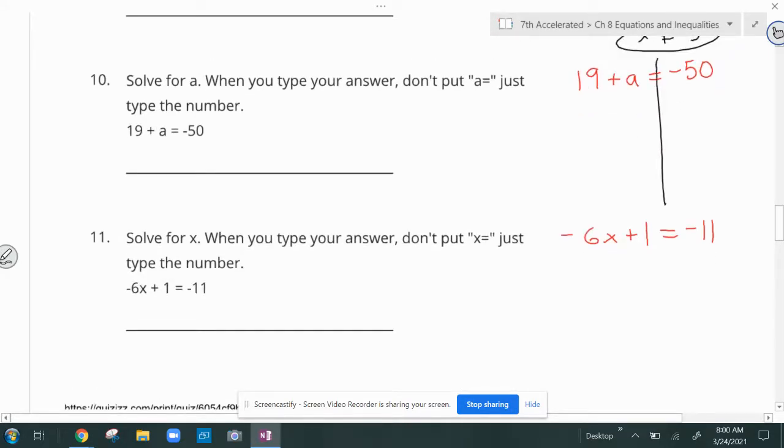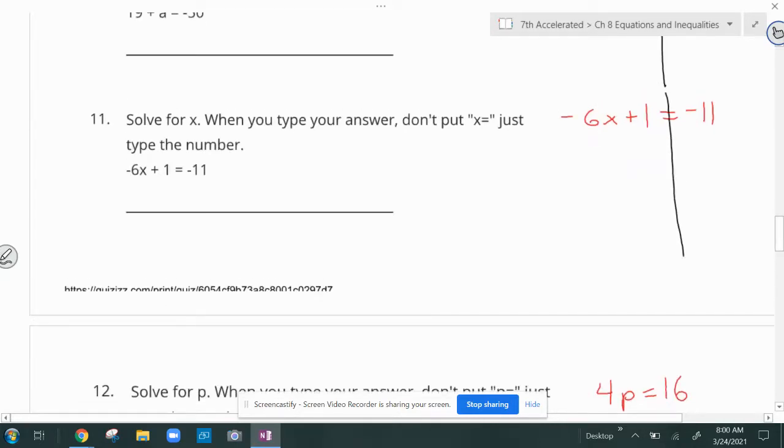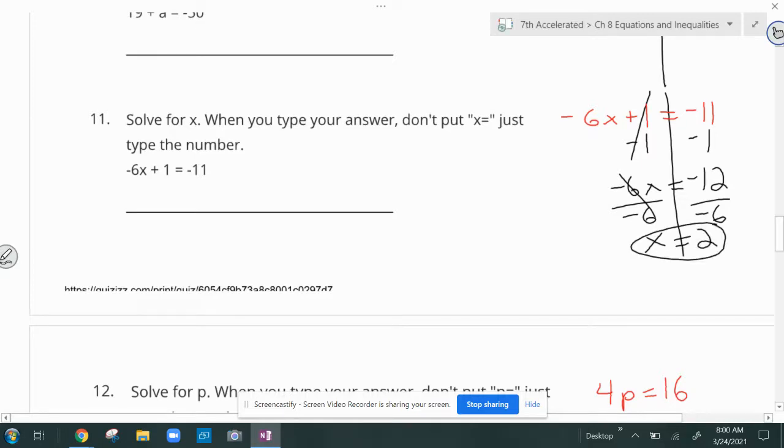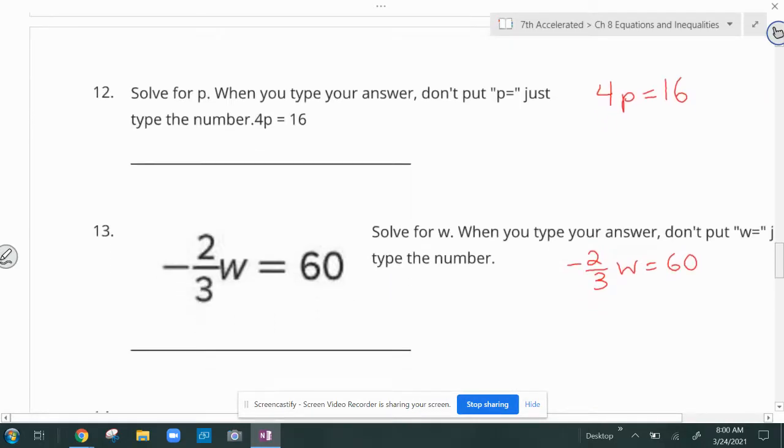All right, we have our constant term that we have to get rid of, that 19. Cancel it out. We can subtract 19. Subtract 19. A equals, that's going to give us negative 69. Moving right along. Subtract 1, negative 6x equals negative 12. Now we have a coefficient, so we're going to divide by negative 6, divide by negative 6. X equals 2. These are the quick ones. Oh my goodness, I can't even believe I put this one on here. Divide by 4. E equals 4.